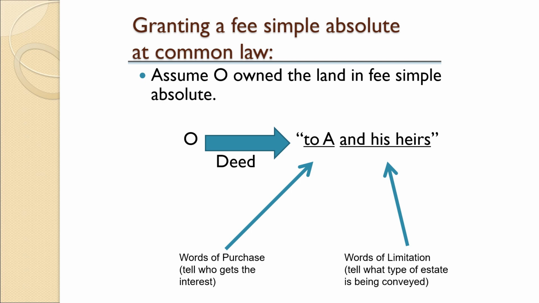They're sort of magic words, and they tell what type of estate is being conveyed. And in this case, where the words are and his heirs, they indicate that A is receiving a fee simple absolute, and they don't indicate that A's heirs are receiving any interest at all.